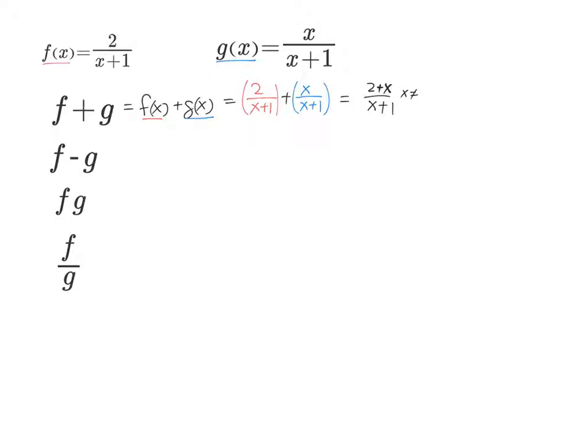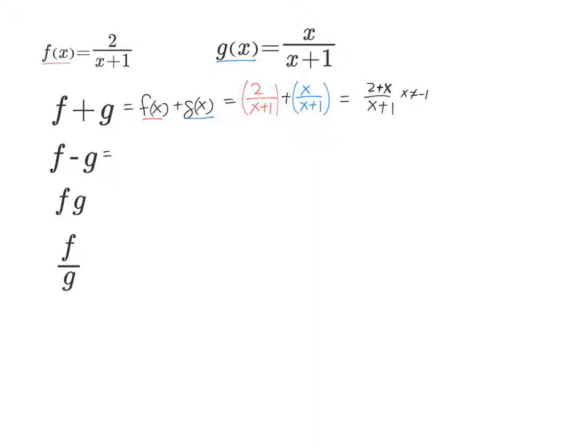Now, the back of the book has this: x cannot be negative 1, which I don't understand why they need it, mainly because it's obvious that if I plug in a negative 1, it's not going to work, but they put it there, so I'm going to put it there too.